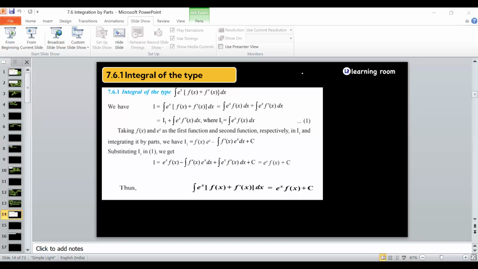Divya and Hariharan, am I audible? Yes, sir. Good. Okay, we'll get started.